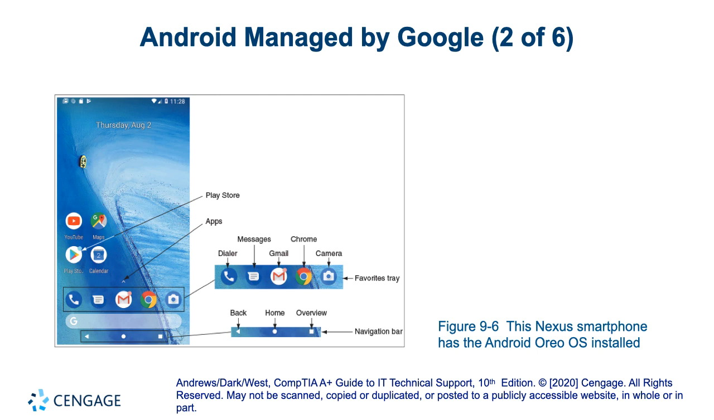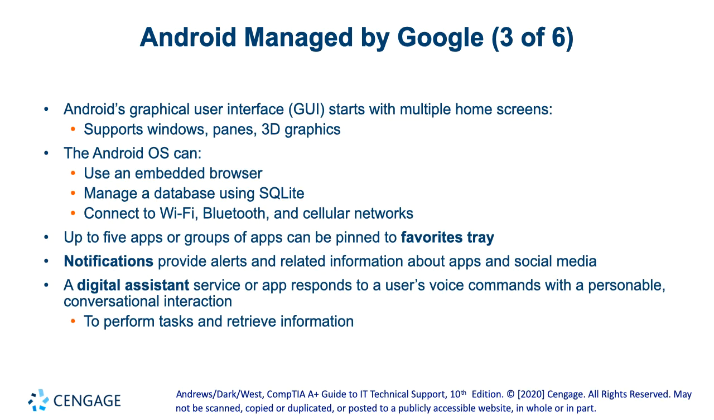I'm not sure what happens when they get to Z, but we'll find out. Android can be run on many devices, and this is showing a Nexus smartphone running Android with Oreo installed. Android supports windows panes and 3D graphics. Android can use an embedded browser, manage a database, and connect to networks. Five apps can be pinned to the favorites tray. Notifications provide information about apps. There's also a digital assistant that can respond to voice commands.